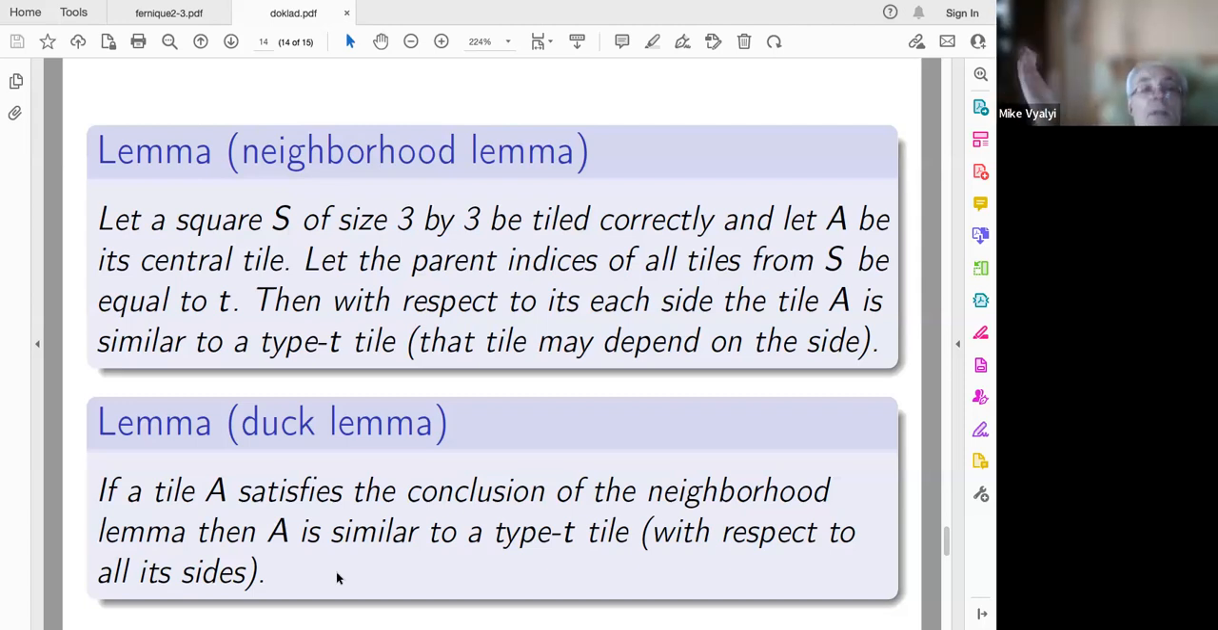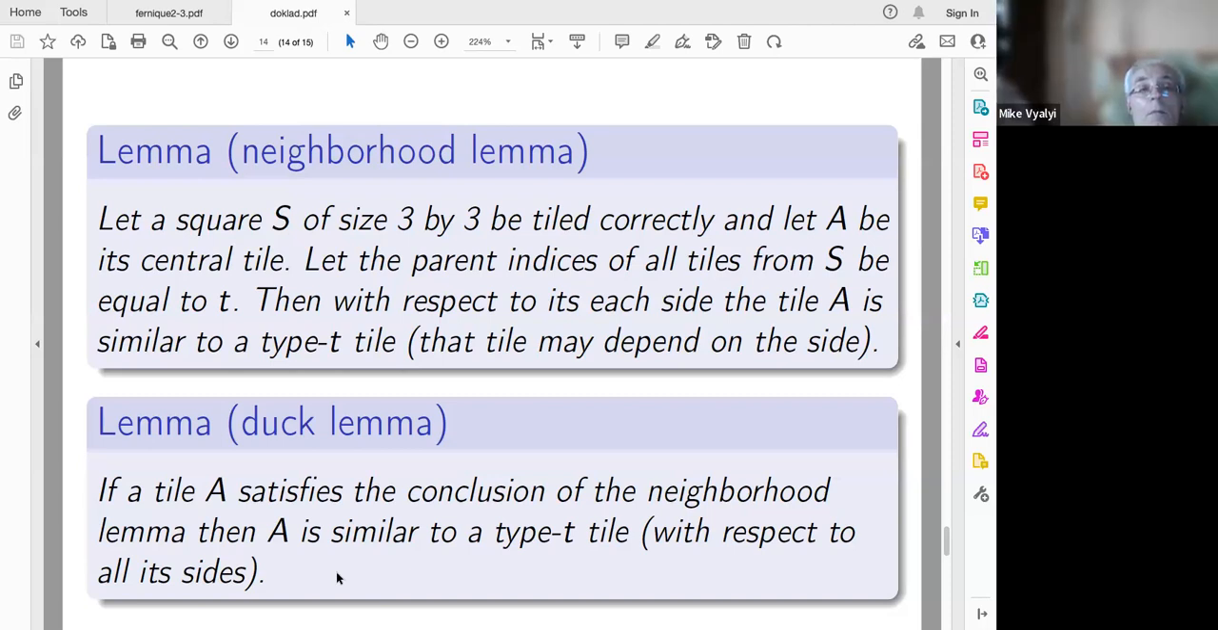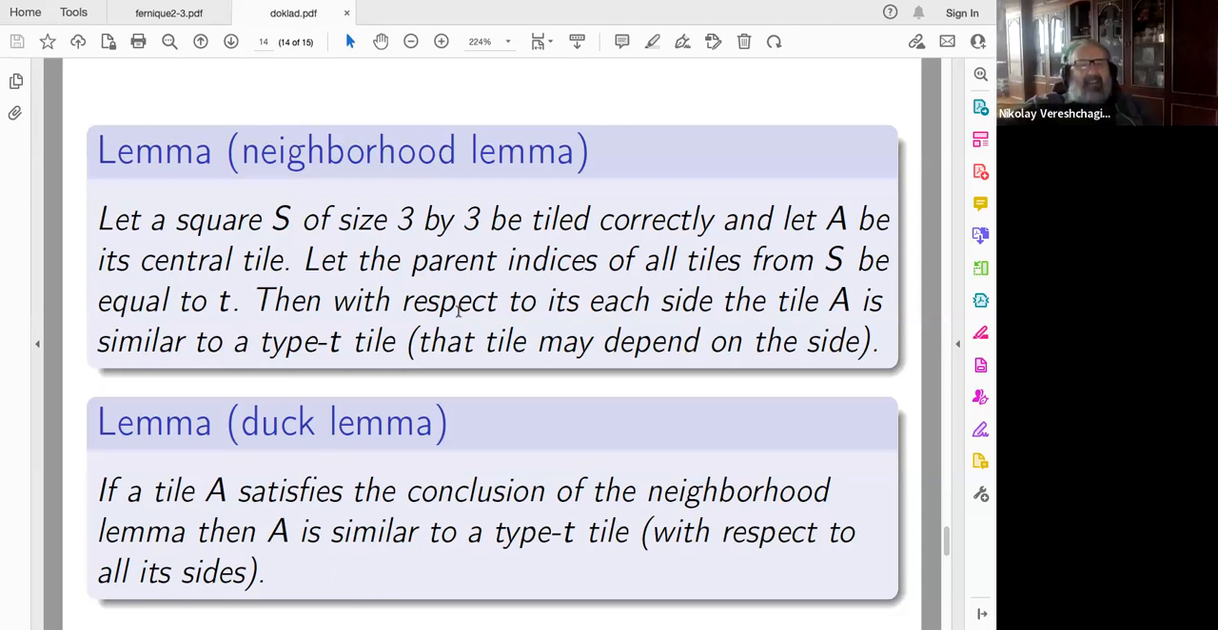And actually, we have partially proved these lemmas. Actually, no, we haven't proved any of these lemmas. I think that we will skip the proof of the first lemma. It's actually simple, but it requires some time. So let's skip it for a moment, and let's consider the duck lemma.